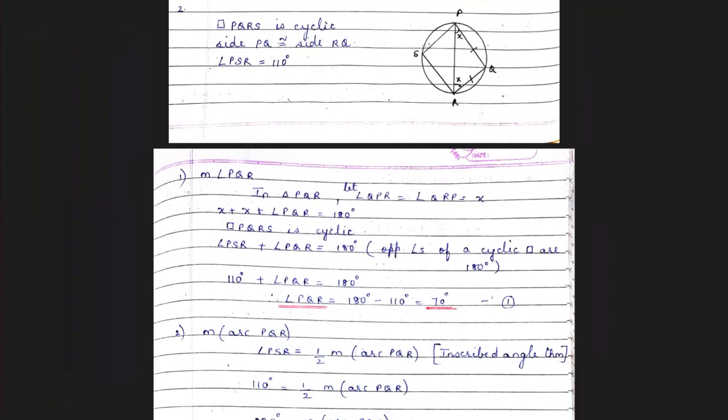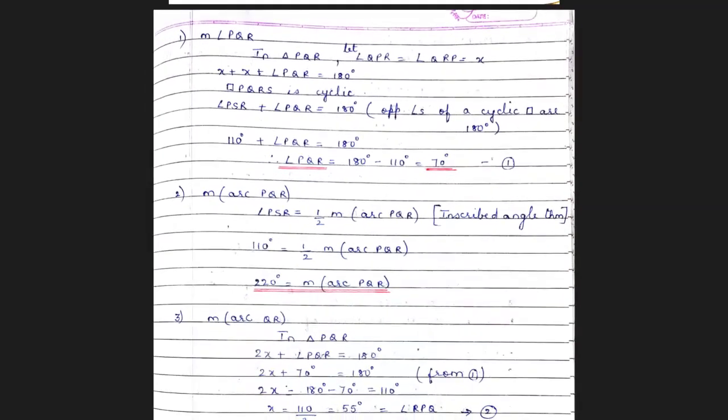Quadrilateral PQRS is cyclic. Therefore, angle PSR plus angle PQR is 180 degrees because opposite angles of a cyclic quadrilateral are supplementary. So angle PSR you know is 110. Therefore, subtracted from 180, your answer is 70 degrees. So angle PQR is equal to 70 degrees. Second question is to find measure of the arc PQR. Now angle PSR is equal to half of measure of arc PQR by inscribed angle theorem. We know angle PSR is 110. Now cross multiply it with 2, you get measure of arc PQR as 220 degrees.